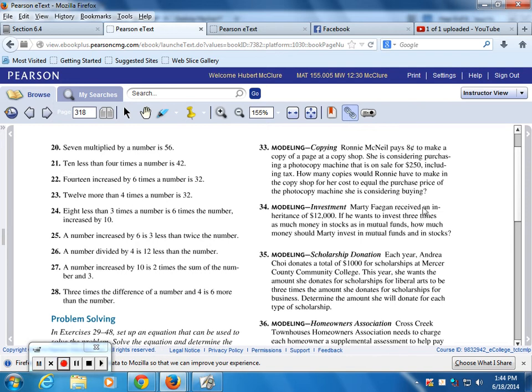All right, let's look at number 34. 34 says investment. Marty Fagan received an inheritance of $12,000. If he wants to invest 3 times as much money in stocks as in mutual funds, how much money should Marty invest in mutual funds and in stocks? So write that down right quick. I'll blow it up for those that don't have a book.